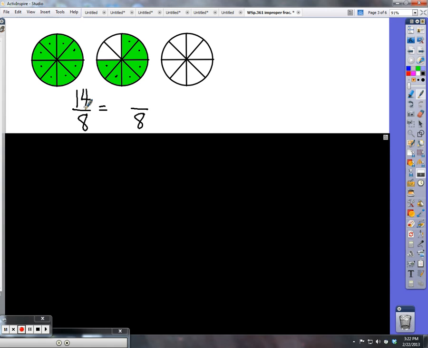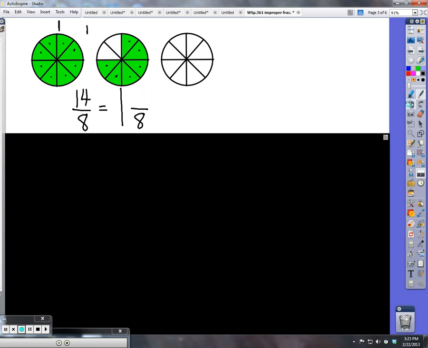As a mixed number, I look to see how many whole circles are shaded in. There is 1 whole circle plus 6/8 of this second circle. So the answer would be 1 and 6/8. Now later on when you are working with these, you would not leave 1 and 6/8 in this form because 6/8 is not simplified. But right now for this lesson, we're not going to worry about simplifying at the moment.